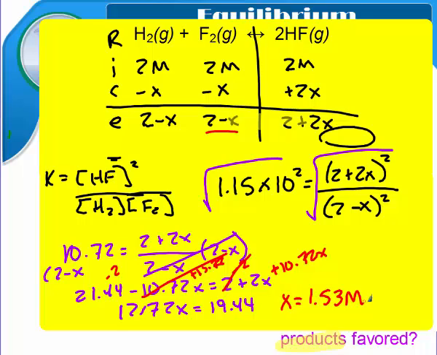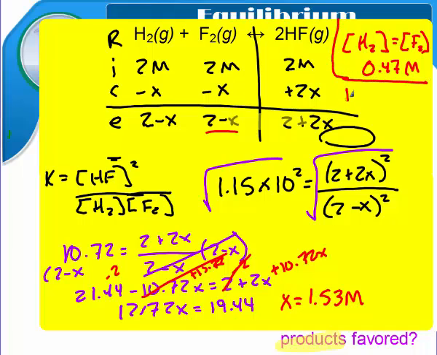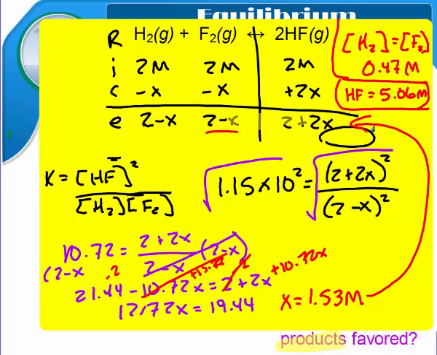So bringing that back, that means my concentration of H2 is equal to my concentration of F2. And that's 2 minus 1.53, or 0.47 molarity. And HF is equal to 2 plus 2x, or 5.06 molarity. Again, I'm getting these values by plugging x back into this equilibrium line.